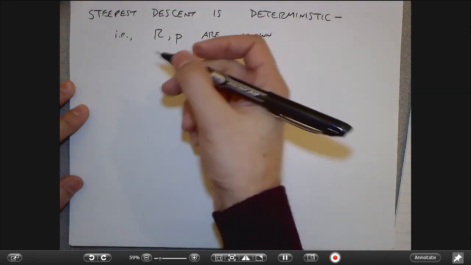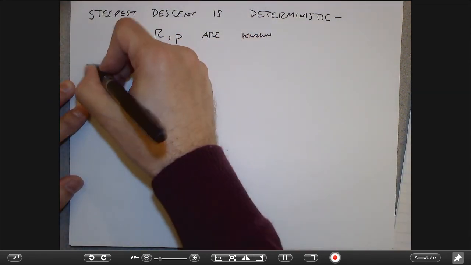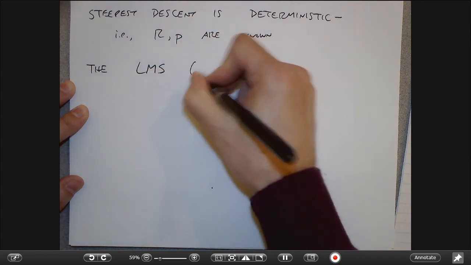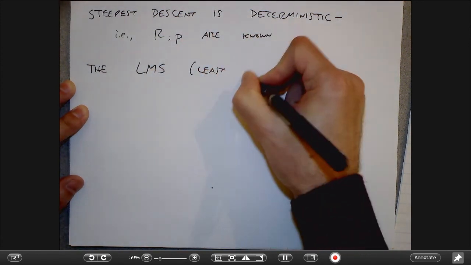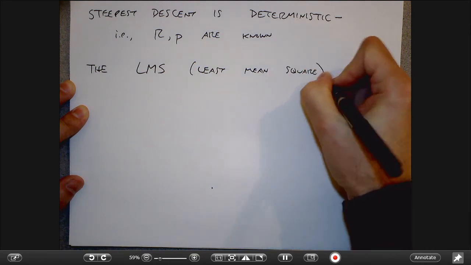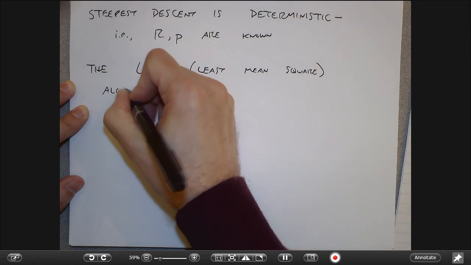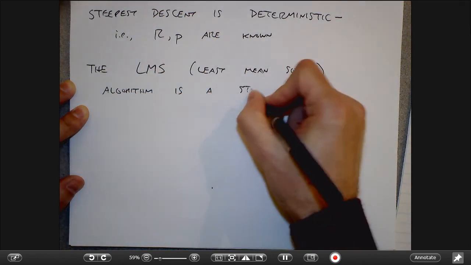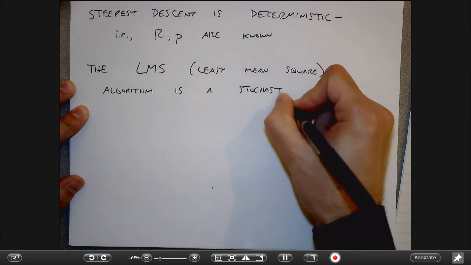And so there's an algorithm called the LMS algorithm, which stands for least mean square. And that's what's called a stochastic gradient algorithm.